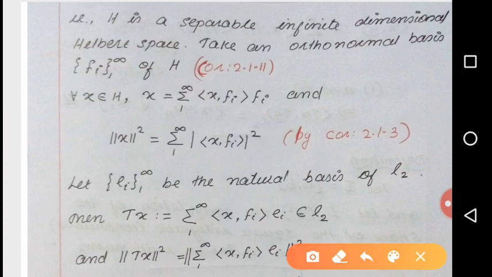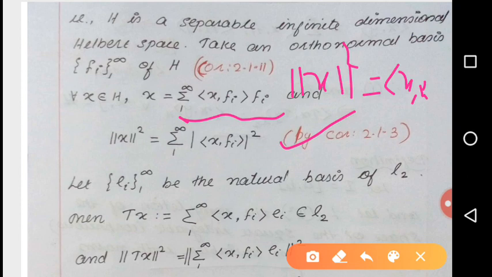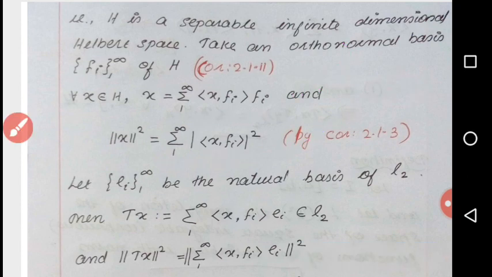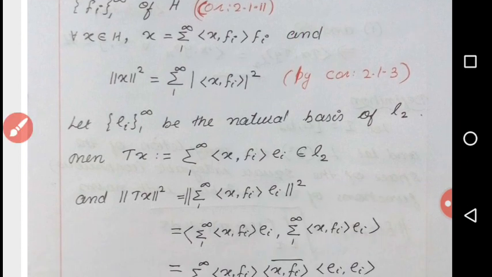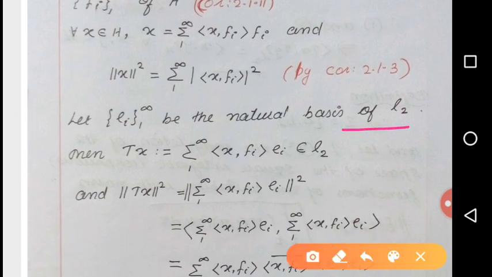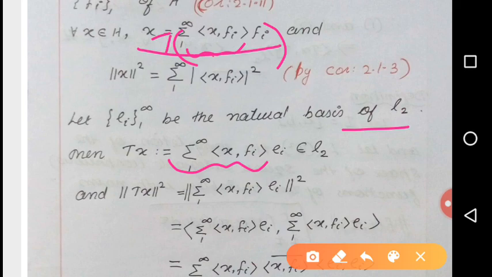Either you can prove this by Corollary 2.1.3 or simply by using the fact that norm x squared is the inner product of x with x, and by substituting the value of x here, you will easily get this result. Now, let the collection {ei} be the natural basis of L2. Now this is our x. So Tx means T of the sum, where ⟨x, fi⟩ is a scalar which you can take outside, and T of fi is equal to ei.